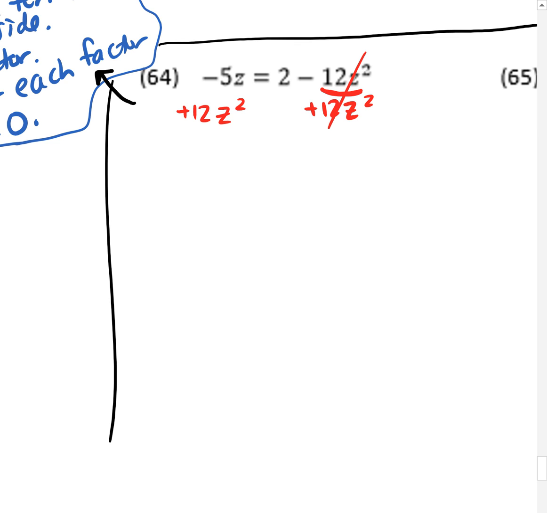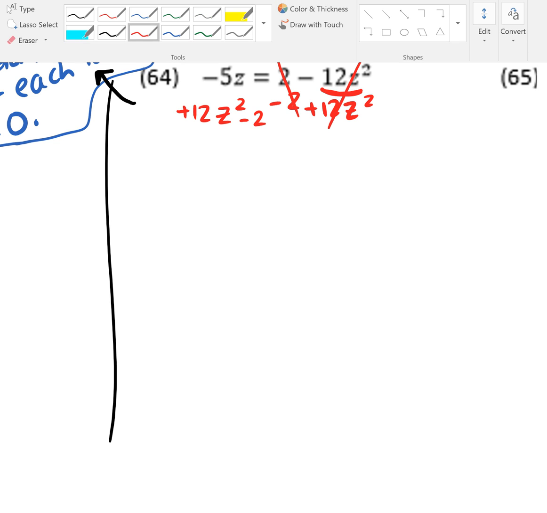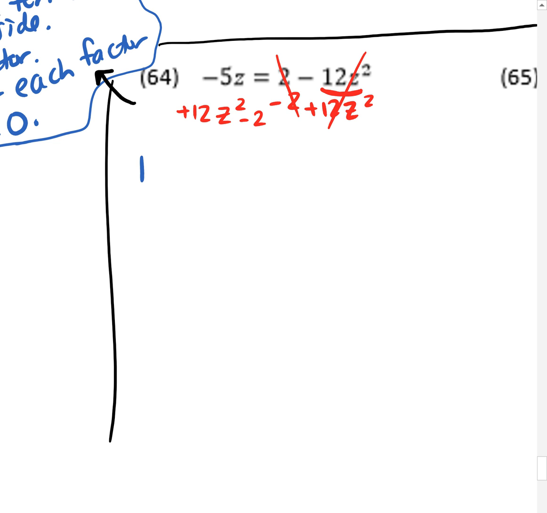It must be the left side. So I want to make sure that the term with the highest power is positive. But I would have to also move this 2 over. Since the 2 is positive over there, I'll have to subtract it to move it. Now I have to write everything in descending order of powers. The highest power is the 12z squared. Then we have the minus 5z. And then the minus 2 that we moved over there. And 0 on the other side.